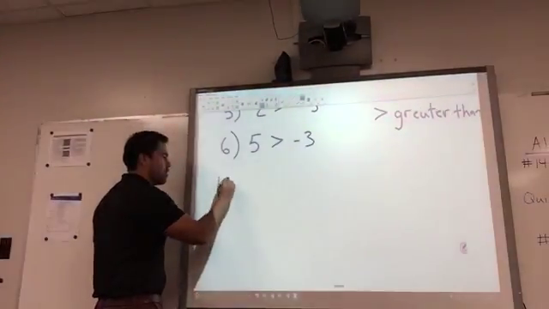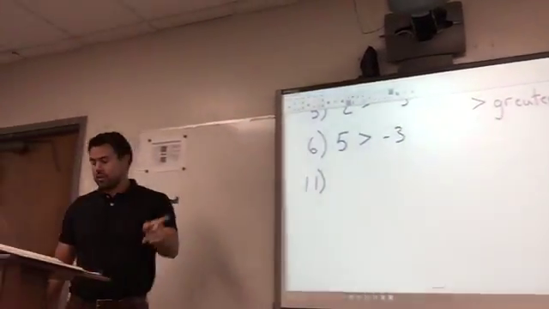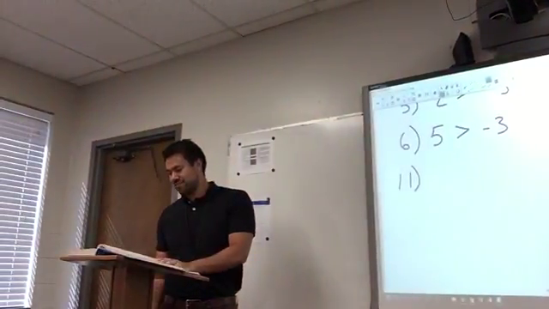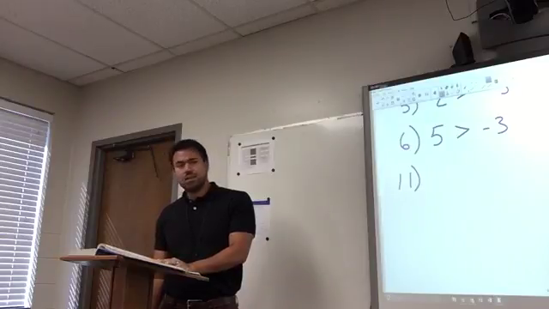What does it say to do on number 11? Sorry, Sophie. Order the integers 43, 0, negative 9, negative 4, 3, negative 88, 234 from least to greatest.